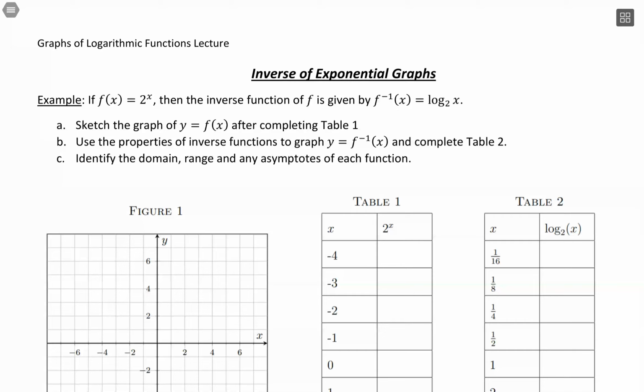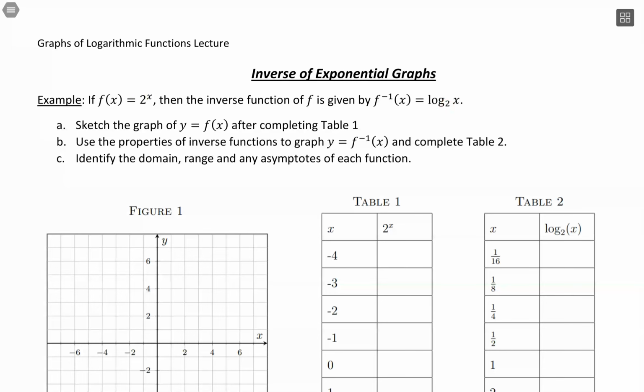So we're going to have our function 2 to the power of x, our exponential function, base 2. And then what we'll do is think about the inverse function, so inverse f of x, and that's going to be a logarithm base 2. So the base of the exponent matching up with the base of our logarithm.